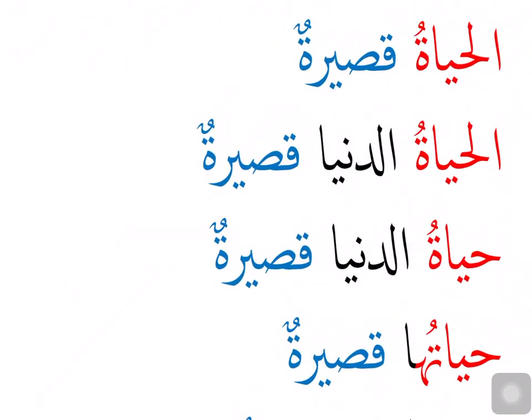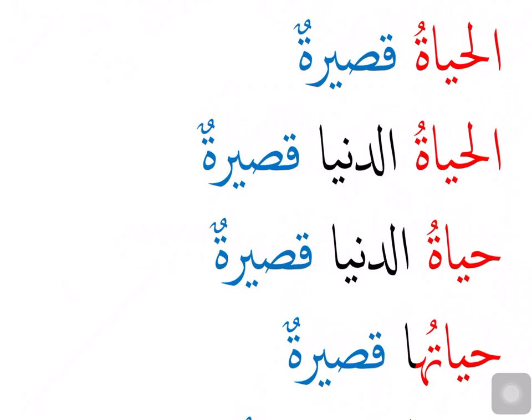Al-hayatu qasiratun. Al-hayatu mubtada, qasiratun khabar. What type? Khabar mufrad. The life is short. Al-hayatu dunya qasiratun. Al-hayatu is mubtada. Ad-dunya is its sifa, so we keep it together and we put the khabar after them. The worldly life is qasiratun, the khabar mufrad, short.